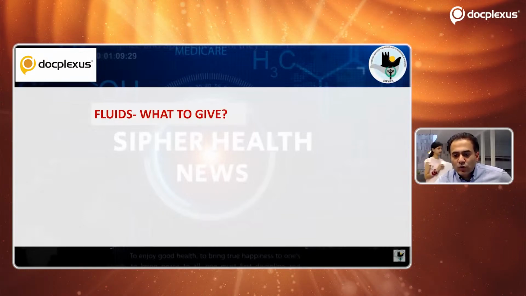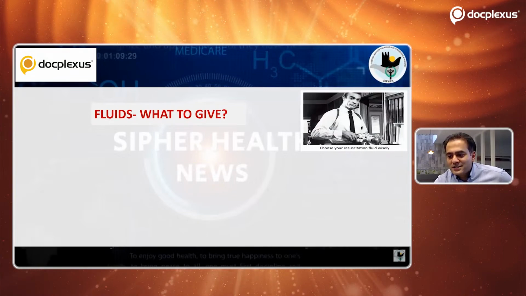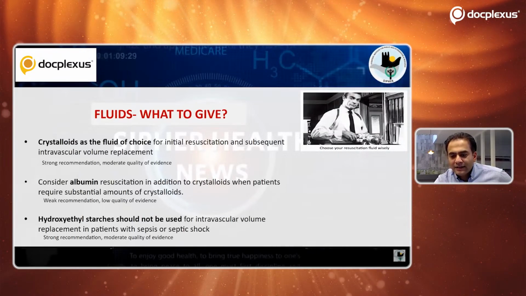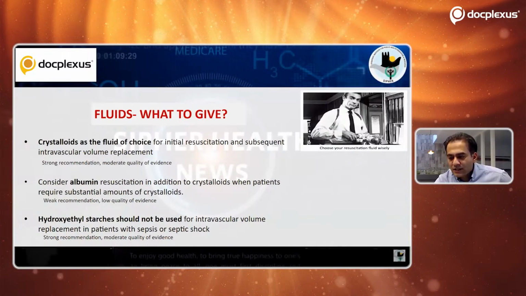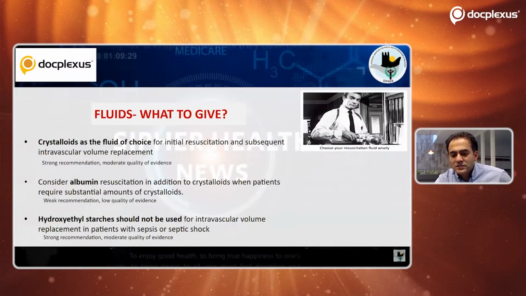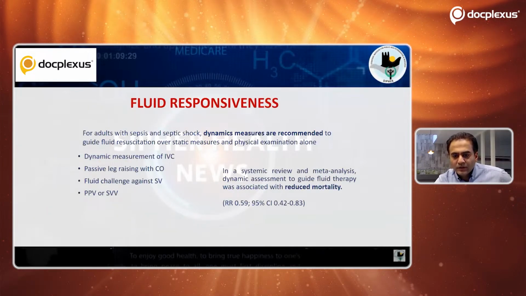So fluids, what to give? As you see, choice of fluid resuscitation has to be very wisely done. Crystalloids, we have discussed, are the fluid of choice. Yes, we can consider albumin once we have already loaded the patient with crystalloids, but there is a big no-no to hydroxyethyl starch, which we should not use because of the higher incidence of renal replacement therapy, and it has been proved in many trials as well. So, big no to other colloids other than albumin.